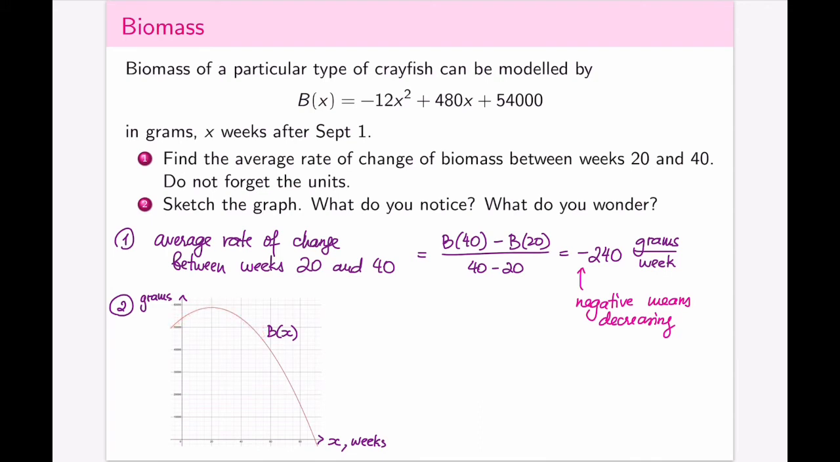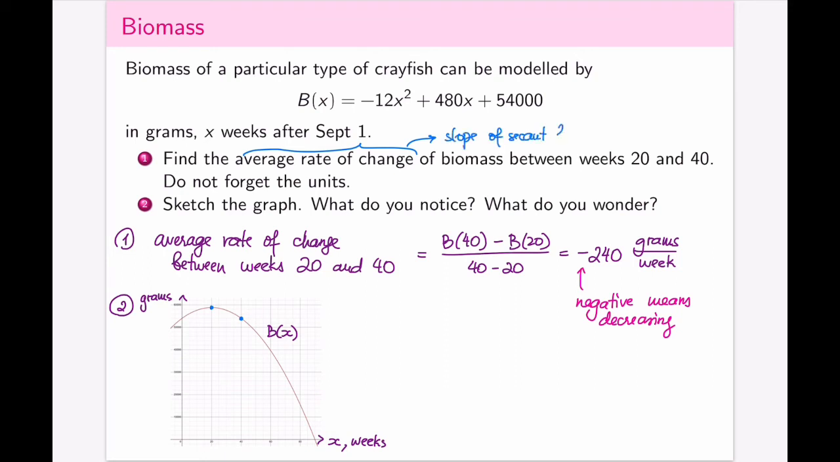Let's think about what the actual average rate of change here represents. I am looking between weeks 20 and 40. So on the graph, that will correspond to this point here and this point here, right? Again, 20 and 40 are indeed my weeks on the x-axis here. The average rate of change, I'm going to write this down because it's going to come up again and again and is extremely important, is the slope of the secant line.